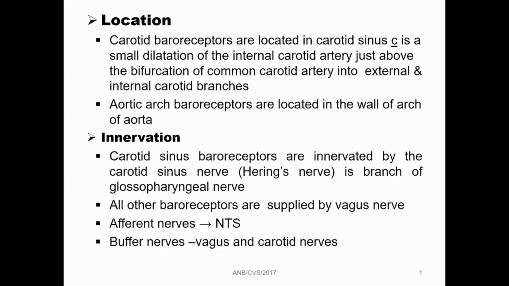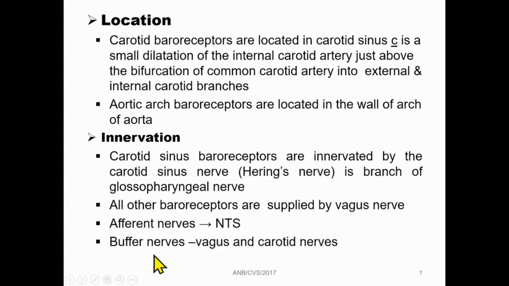How are they innervated? The carotid sinus baroreceptors are innervated by the carotid sinus nerve, which is also called Hering's nerve. It's a branch of the glossopharyngeal nerve. All other baroreceptors are supplied by the vagus nerve. Those fibers which originate from these baroreceptors and conduct the impulses towards the brain, that is the medulla, are what we call afferent fibers or afferent nerves. They relay their impulses in the medulla at the nucleus tractus solitarius.